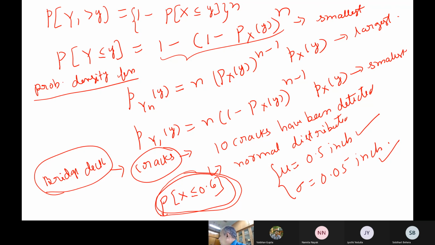Now, how do we solve this problem using the ordinary methods? For a normal distribution, the data is normal, and you know the mean and the standard deviation. What will be P(X greater than or equal to 0.6)? Forget about the extreme value distribution. If you use what we have discussed previously, how do you handle this one?